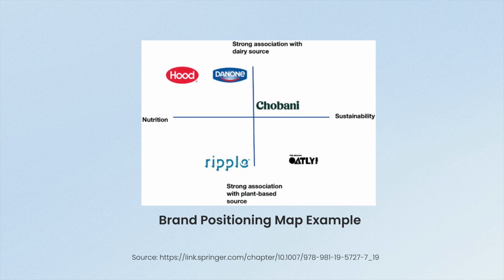Once you've identified your direct and indirect competition, you can then map it out against your brand on a brand positioning map or a perceptual map to figure out how your brand is positioned in the market versus your competitors. You can do this against all the metrics that I mentioned earlier.